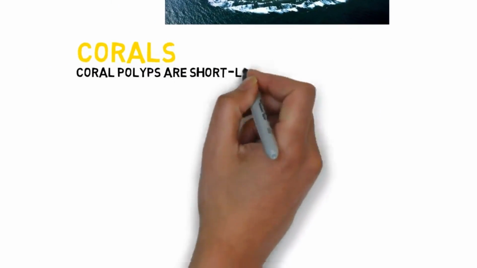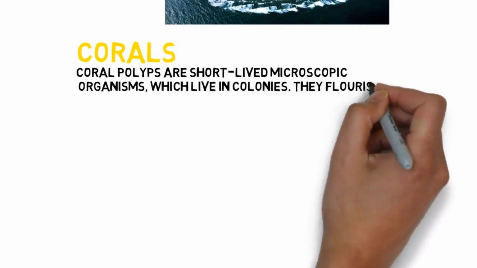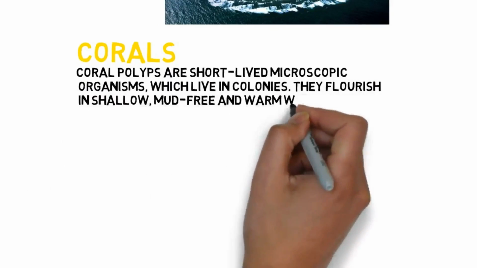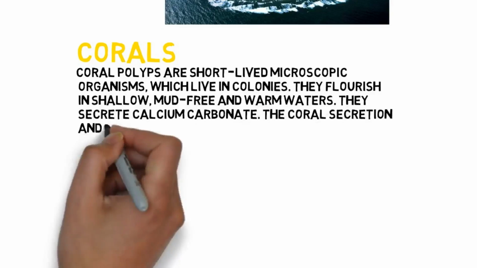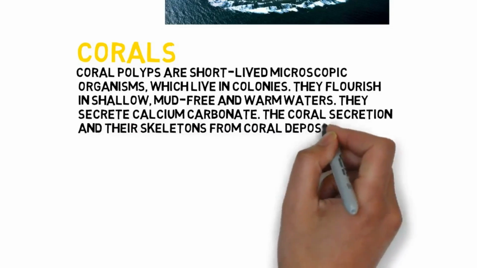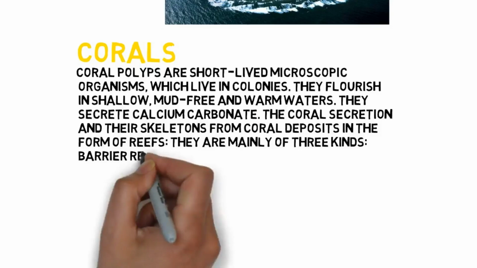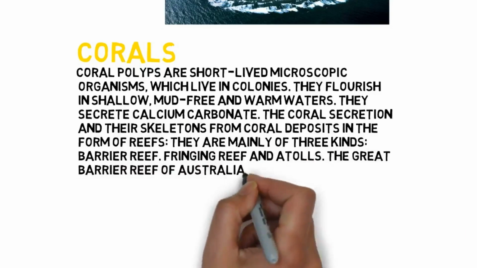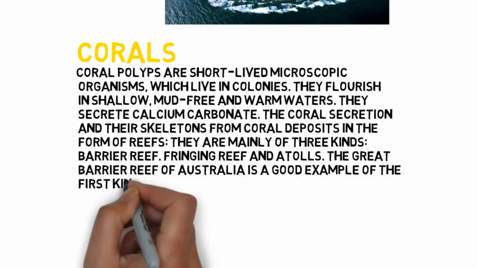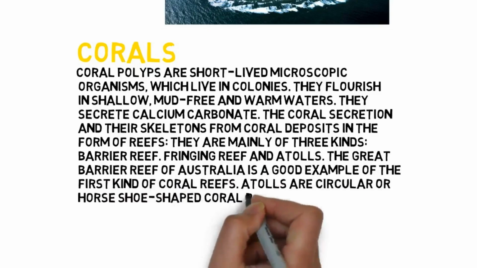Corals. Coral polyps are short-lived microscopic organisms, which live in colonies. They flourish in shallow, mud-free and warm waters. They secrete calcium carbonate, and their skeletons form coral deposits in the form of reefs. They are mainly of 3 kinds: barrier reef, fringing reef and atolls. The Great Barrier Reef of Australia is a good example of the first kind of coral reefs. Atolls are circular or horseshoe-shaped coral reefs.